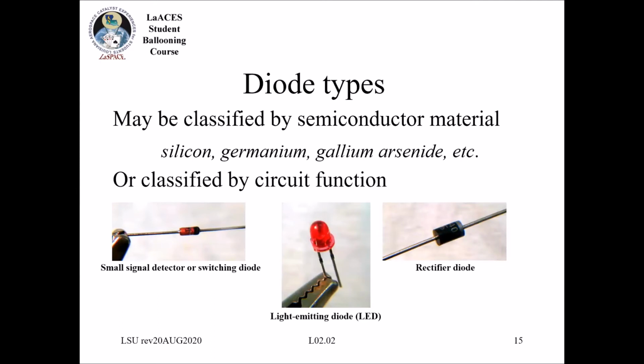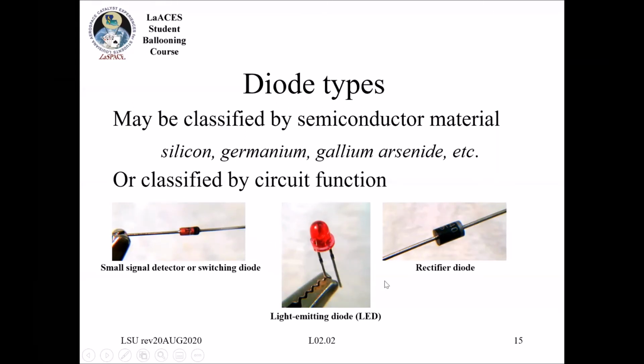So just real quick, there are different types again. They're made of different semiconductor materials that might give off a different light or have certain properties, like how fast they might switch on or off. This rectifier diode is a pretty standard one that you might see in circuits that I would often use. This is the LED right here, the light emitting diode.